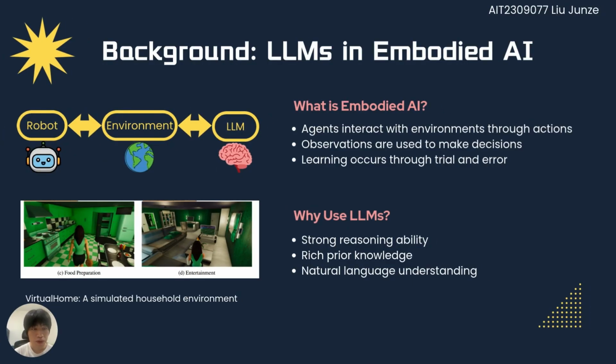Before introducing the paper, it is important to understand the concept of embodied AI. Embodied AI focuses on agents that interact with environments, observe states, make decisions, and perform actions to achieve goals. As shown in the examples on the left, agents operate in virtual household environments and complete tasks such as food preparation and entertainment activities. Large language models provide strong reasoning and language understanding capabilities, making them promising decision-making agents for embodied environments.